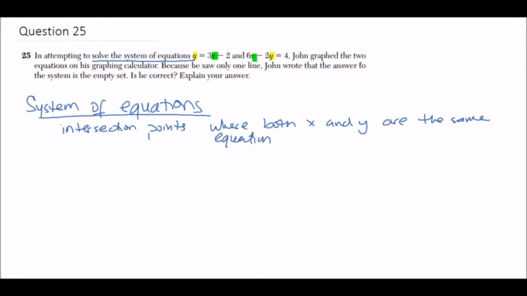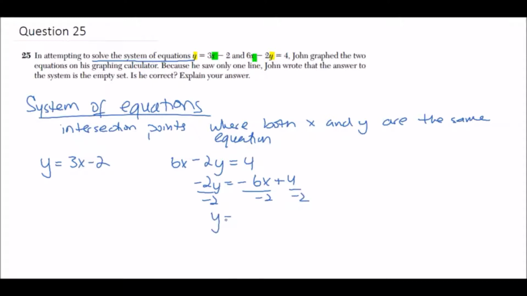Now, if we are to graph these two, we would indeed get one line. Let's take a look at y. Our first equation is already in the form y equals mx plus b, so let's get the second one into that same form. I would subtract 6x from both sides and divide everything by -2. What we get is y is equal to 3x minus 2. And of course, you should now notice that these two are exactly the same line, so it's not awfully surprising that when we put these in the graphing calculator, we'd only see one line.